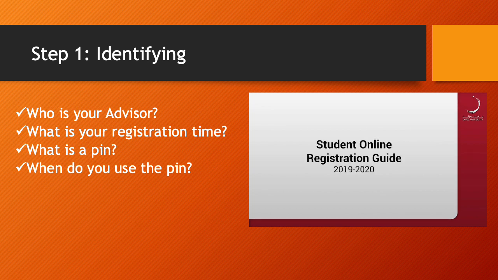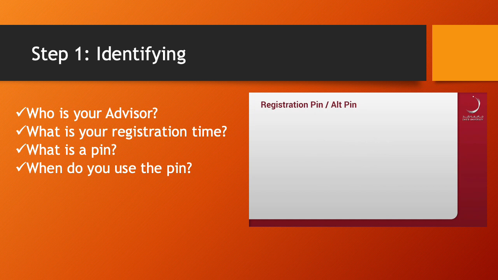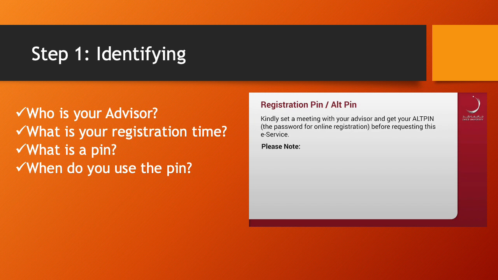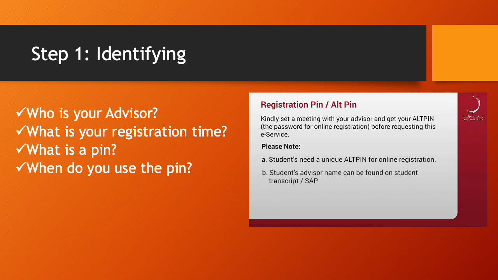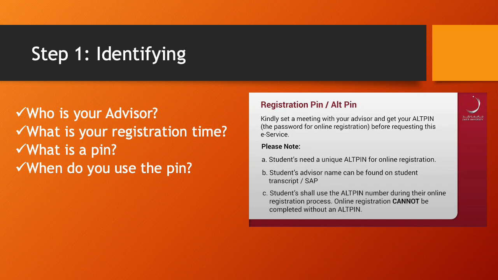Student Online Registration Guide, 2019 to 2020. Registration PIN, Alt PIN. Kindly set a meeting with your advisor and get your Alt PIN, the password for online registration, before requesting this e-service. Please note, students need a unique Alt PIN for online registration. Student's advisor name can be found on the student transcript, SAP. Students can use the Alt PIN number during their online registration process. Online registration cannot be completed without an Alt PIN.